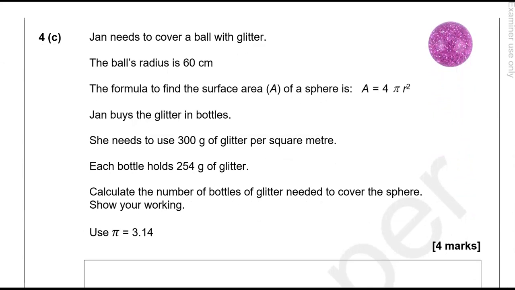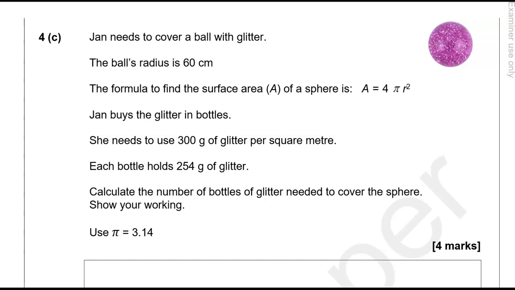Jan needs to cover a ball with glitter. The ball's radius is 60 centimeters. The formula to find the surface area of a sphere is 4 times pi times r squared. Jan buys the glitter in bottles. She needs to use 300 grams of glitter per square meter. Each bottle holds 254 grams of glitter. Calculate the number of bottles of glitter needed to cover the sphere.